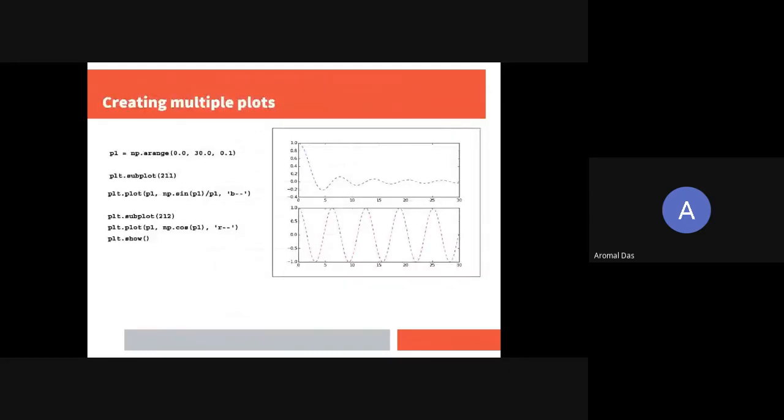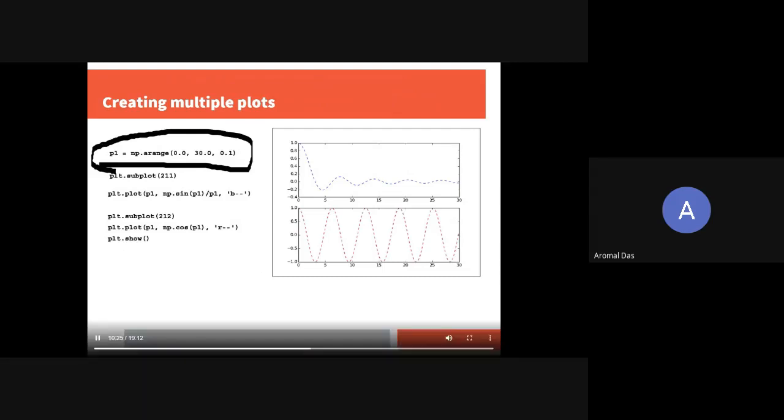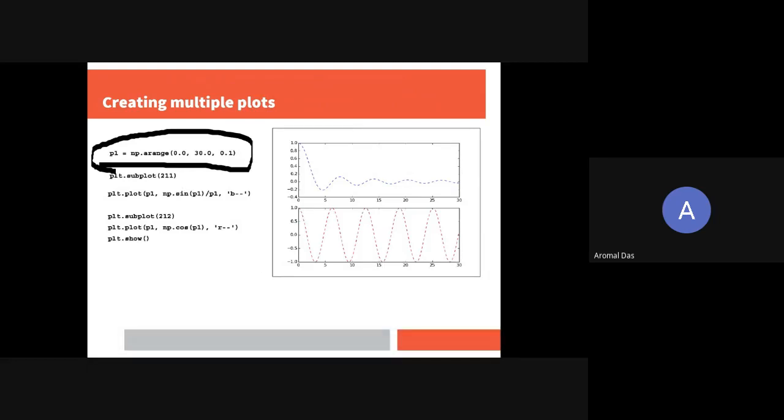Okay, now creating multiple plots. Multiple plots can be created in a single window. For creating points, we can use this command p1 np.arange. So in the p1, we have a certain set of points. After that, we are plotting the sine wave of those points using this equation.